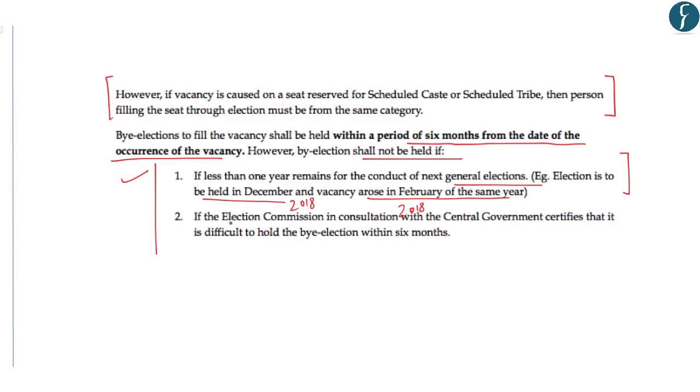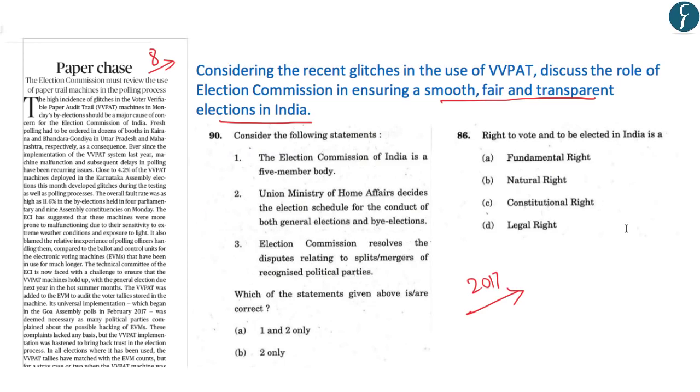Next, it says if the Election Commission, in consultation with the central government, certifies that it is difficult to hold the by-election within 6 months. In this news, we saw that due to certain extreme weather conditions and also due to inexperience of election officials, there was a certain glitch during the conduct of election in the recent by-poll. And we also saw certain key challenges regarding the conduct of elections. In this regard, let us see these two questions asked in the year 2017.